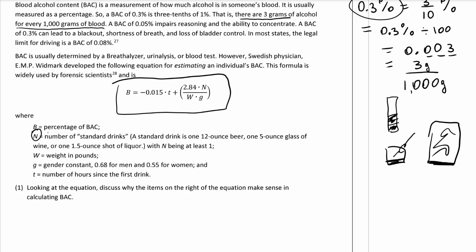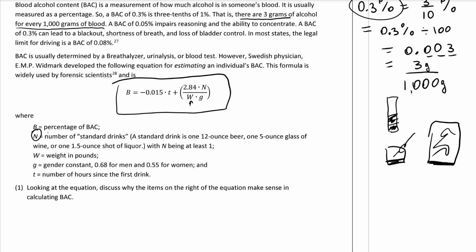W is the weight in pounds. G is the gender constant, biological gender, 0.68 for men and 0.55 for women, and that is different, which is also something that we'll address as we go through this lesson. And the last one is T, the number of hours since the first drink.